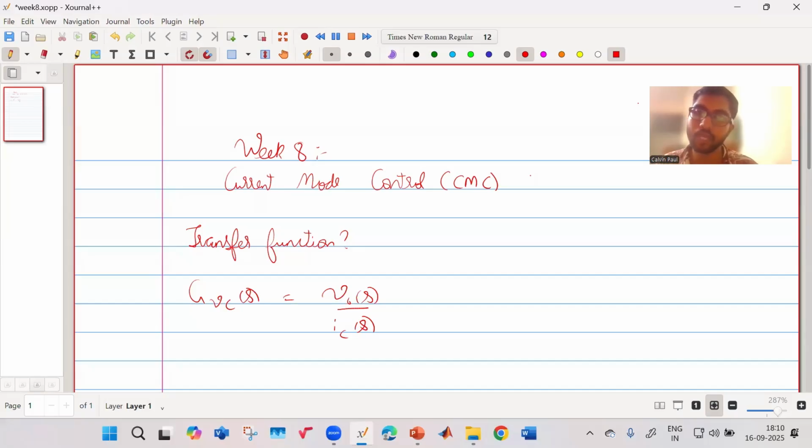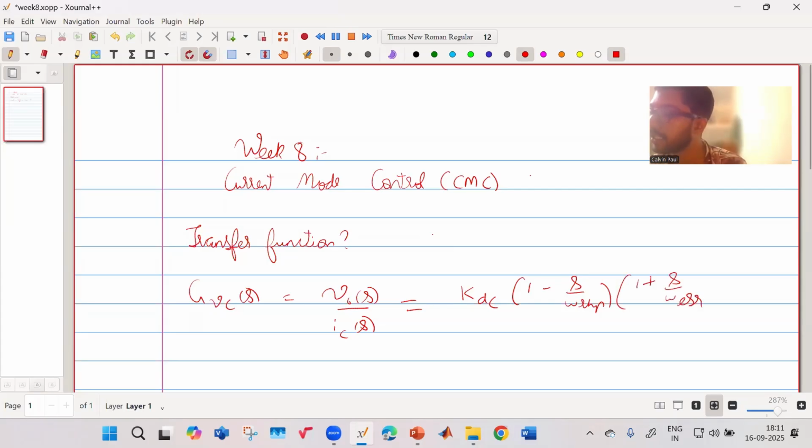Now, what is the order of the transfer function? Like, how does the transfer function look in terms of poles and zeros? First order. Okay, it's first order. And for a boost converter, it will look like this. It is KTC into 1 minus S upon omega RHP into 1 plus S upon omega ESR upon 1 plus S upon omega P.